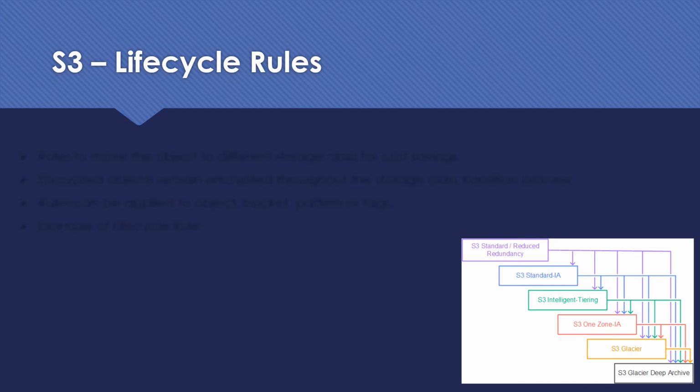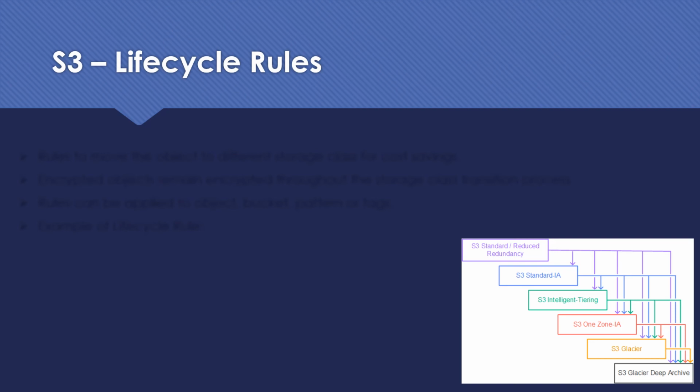So if you see the diagram, these are the options from where to where we should be able to move the object as per the S3 lifecycle. If the object is in S3 standard, we have the option to move into any of these 5 classes. If it is in S3 standard IA, then we cannot move from standard IA to standard, but we can move from standard IA to intelligent tiering, one zone, Glacier, or Glacier Deep Archive.